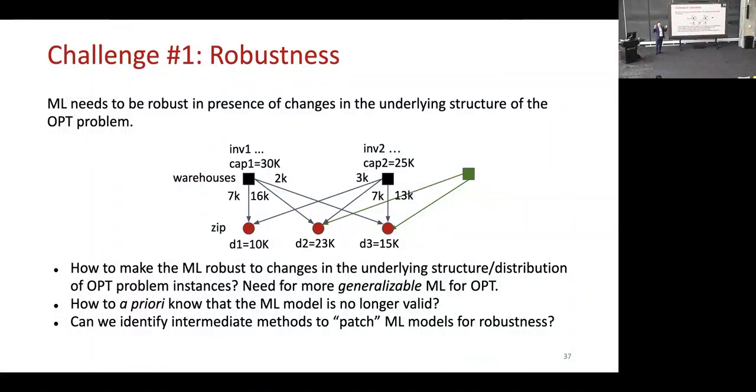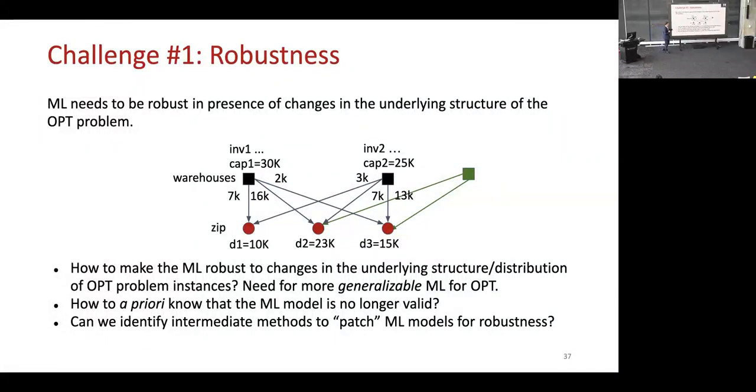Maybe I need these corner case machine learning models, some safety nets to fix the problem before it explodes when I run the model. So that is one big challenge. And of course, the big question is how can I a priori know that my machine learning model is no longer valid? If I'm going to have this safety net, I need a sort of alarm that tells me, okay, this new instance looks totally different than what we've seen in the past. Do not run the machine learning model.